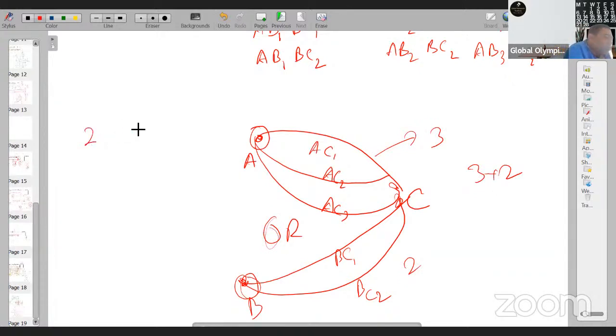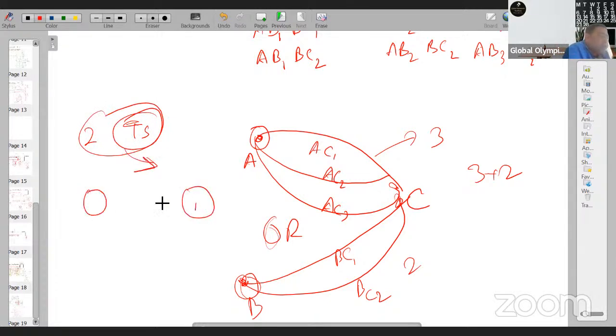If you have two t-shirts to choose from, what will you say? Two t-shirts to choose from. You have one t-shirt and another one t-shirt. So you add it up, right? You say, okay, either I wear this one, or I wear this one, or I wear this one. So it's OR, correct?